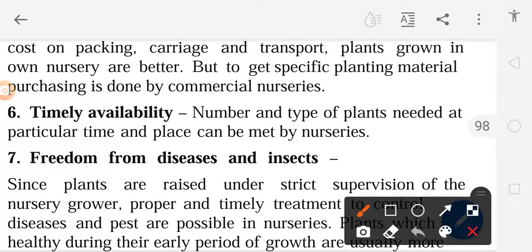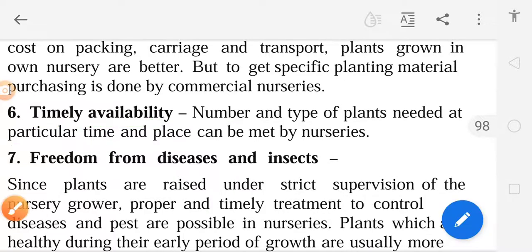Again, that timely availability, not only availability but timely availability, because usually the customers have to plant these plants during the monsoon, just at the start of the monsoon. So at that particular time the plants should be made available. Otherwise, if it is the off season, then it will be of no use.